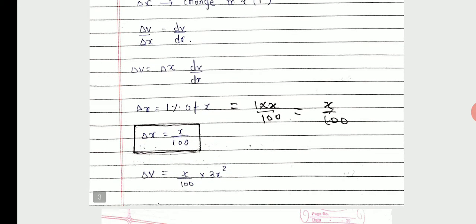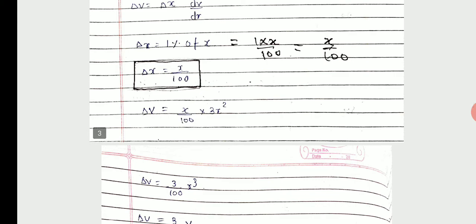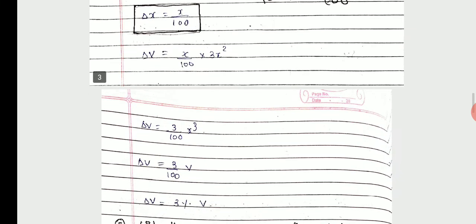On keeping the values, ΔV = x/100 multiplied by 3x², and at last we will get ΔV = (3/100) x³. So ΔV = (3/100) into V, because x³ is V. So ΔV is 3% of V.